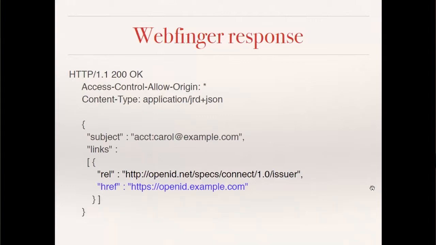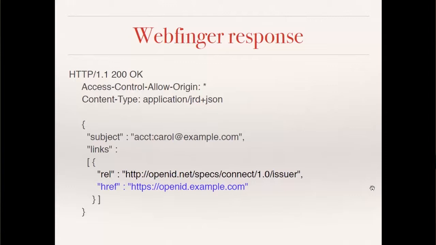So when you send that, you get back a response which looks like this. There is a subject, which is what you started off with, carol@example.com, and then you get the number of links. And in this case, it says that the OpenID Connect issuer is this, you can find that at this reference. This is the response you get the first time. There's a possibility also that you get a link where you can go and ask again. So you can have some kind of referrals.